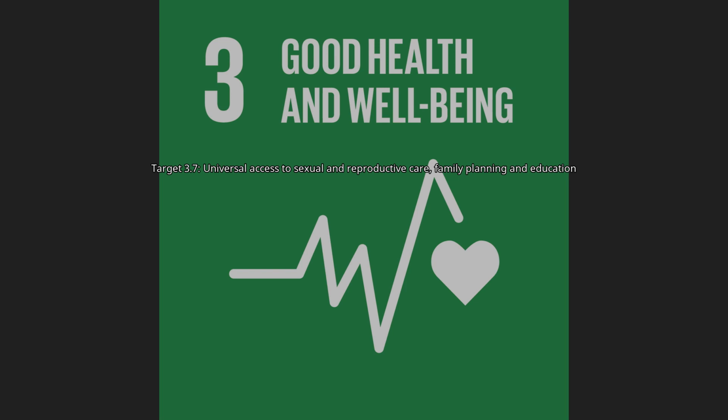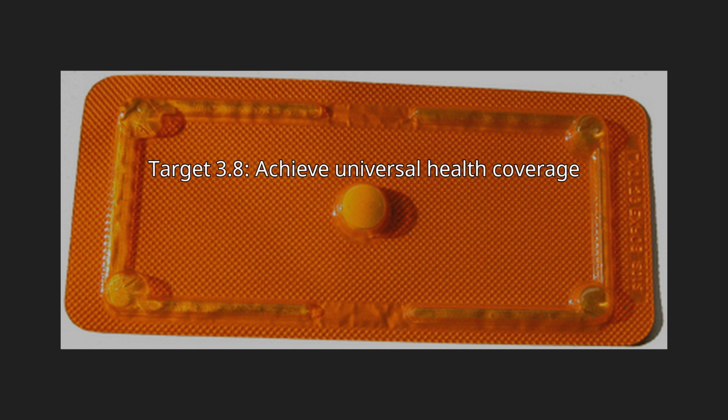Target 3.8. Achieve universal health coverage. The full text of Target 3.8 is achieve universal health coverage, including financial risk protection, access to quality essential health care services, and access to safe, effective, quality, and affordable essential medicines and vaccines for all.